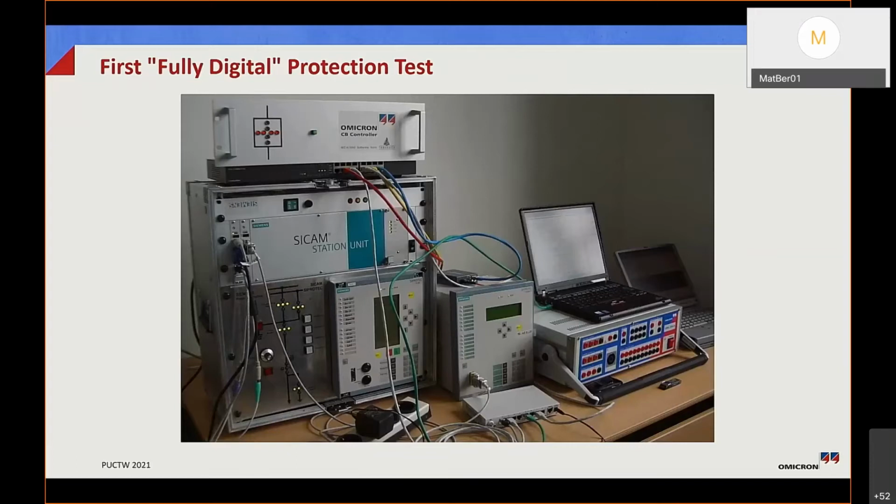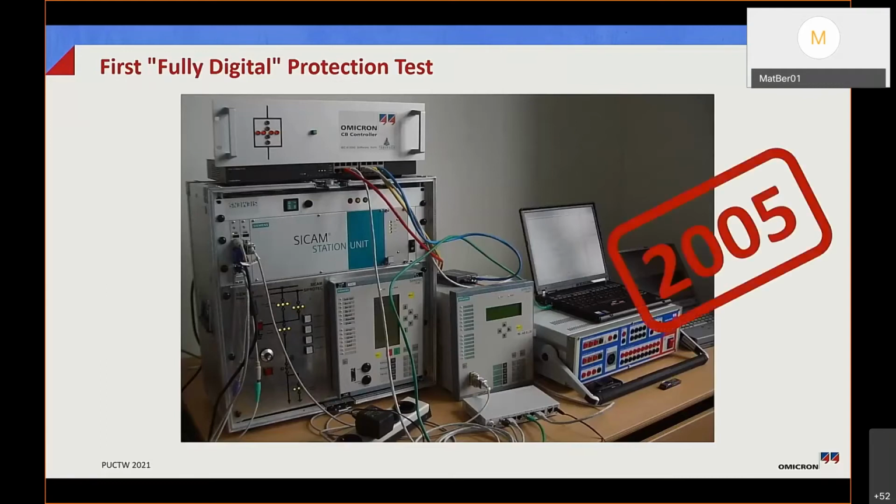And when you look closely at the test set that you see here next to the protection relay, you should notice that there are no banana plugs and banana cables used. So this protection test really works with sampled values and GOOSE. It worked out of the box, proving that the interoperability of 92LE was really good. And this was already in September 2005.